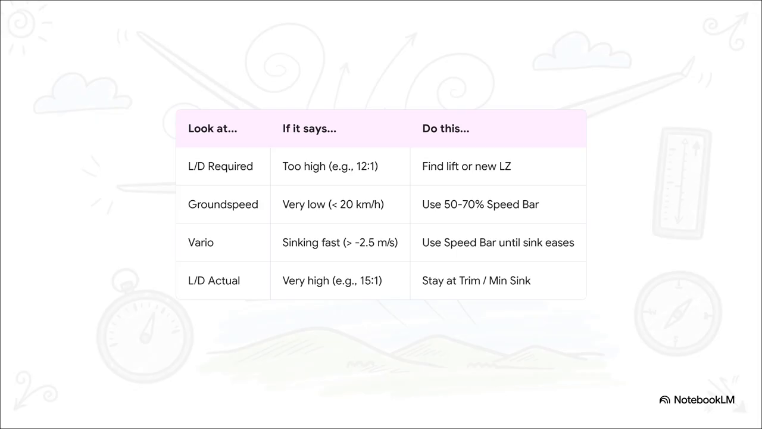Here's your mental checklist. First, look at LD required. Is it a crazy high number? If so, you're in trouble. Find lift or a new LZ now. Next, glance at your ground speed. Is it super low? You're in a headwind. Get on the bar. Is your Vario screaming at you? You're in sink. Get on the bar. Or, is everything looking amazing? Is your LD actual sky high? Perfect. Relax, fly at trim, and just enjoy the free ride.